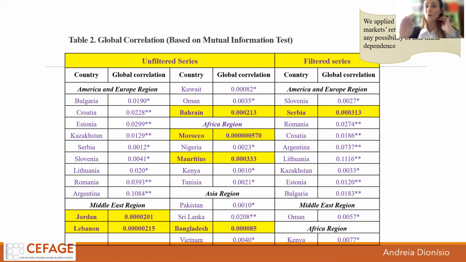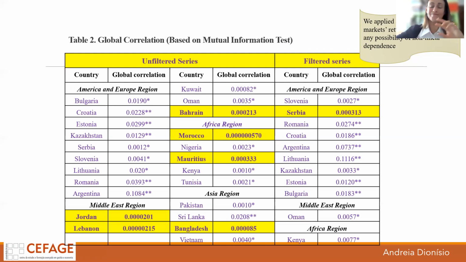In the first step, we evaluate the linear autocorrelation. And we found that all the series exhibit significant linear autocorrelation. So what have we done? We also tested the presence of volatility clusters. And we also found, using ARCH models, that all the returns show the presence of volatility clusters.